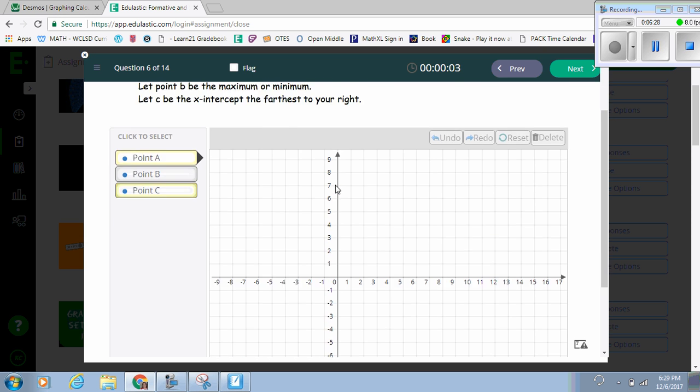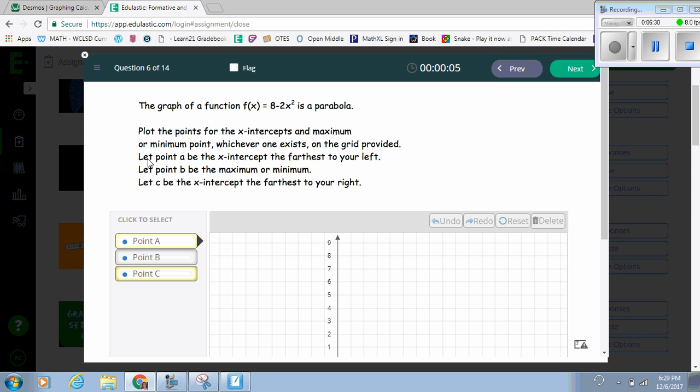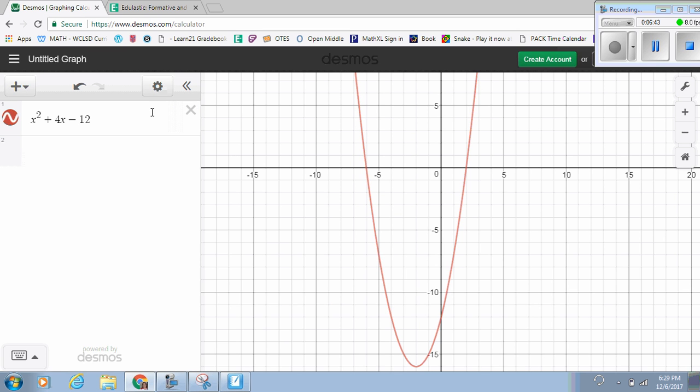Okay, here you need to read the directions very carefully. So it just wants you to graph it, but it wants: let point A be the x-intercept farthest to the left, point B be the max or min, point C be the x-intercept farthest to the right. So let's graph it.